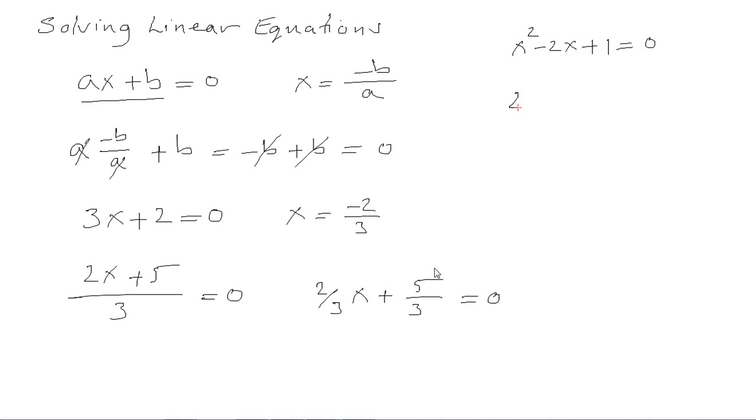Or this one, 2x plus 5 over x plus 1 equals 0. This is also clearly an equation, but it's not a linear equation because you can never write this in the form of a standard linear equation. This is actually a fraction, a rational expression, and that's why we call this a rational equation.